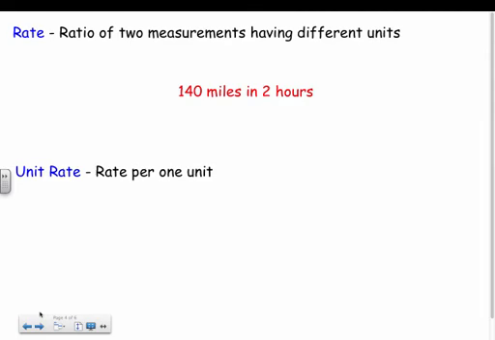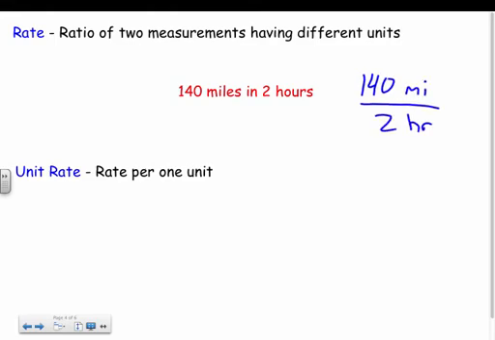Our last thing, rates and unit rates. Well, a rate is having 2 different units of measurement. So a ratio between 2 different measurements. So miles per hour is like the most common rate. So if I went 140 miles in 2 hours, that would be a rate. So I can write that as 140 miles in 2 hours.